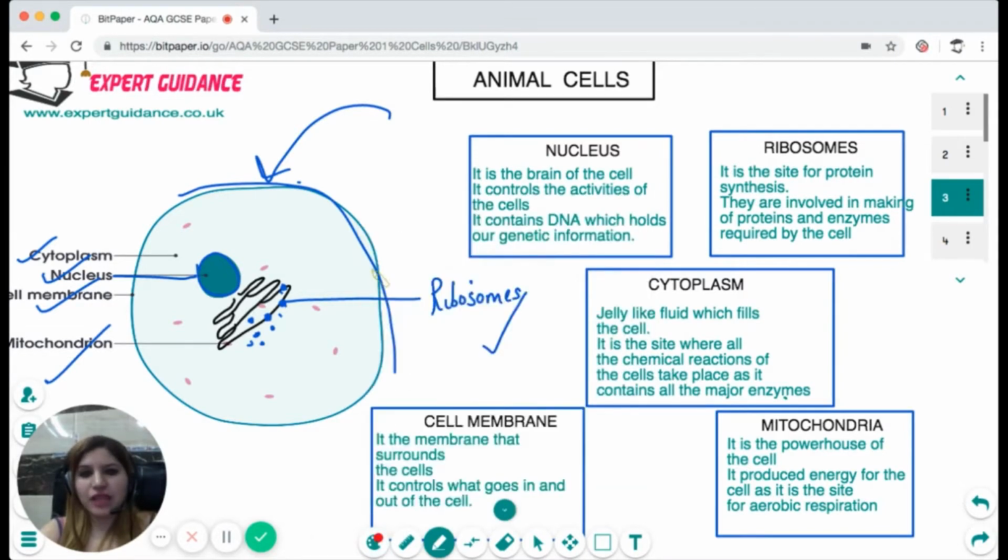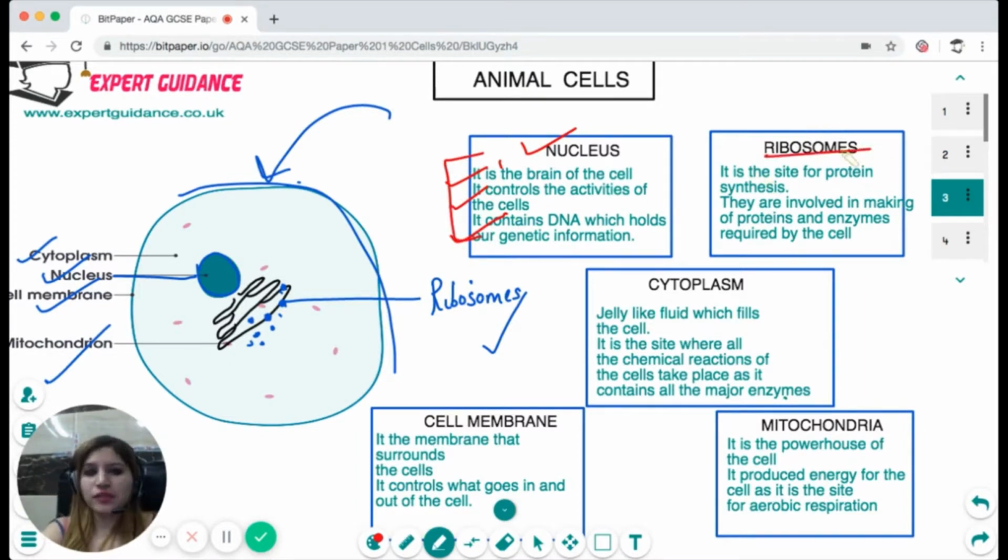Now, you should know these names and the functions of each, as these are found both in plant and animal cells. So the first is the nucleus. It is the brain of the cell, because it controls all the activities. It controls what is happening inside the cell, and it also has your genetic information as it contains the DNA. So you should know all these three functions of the nucleus.